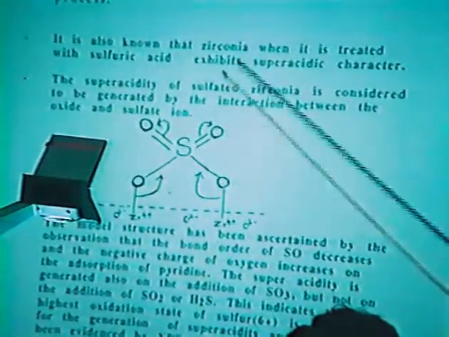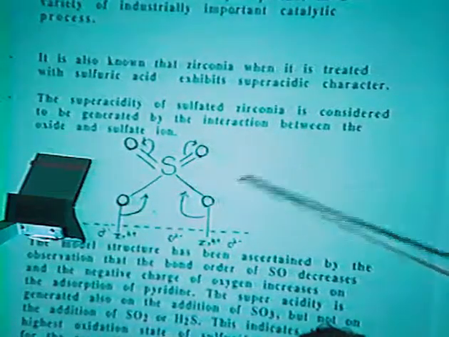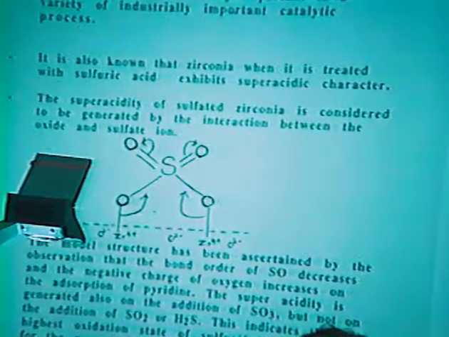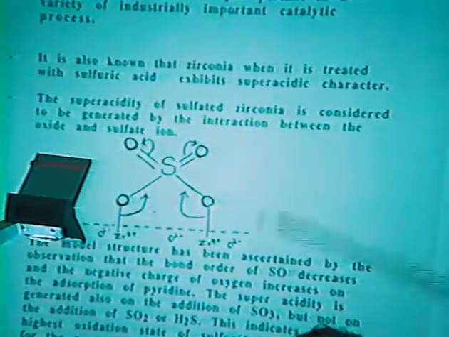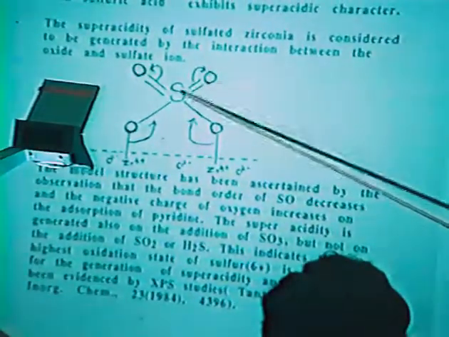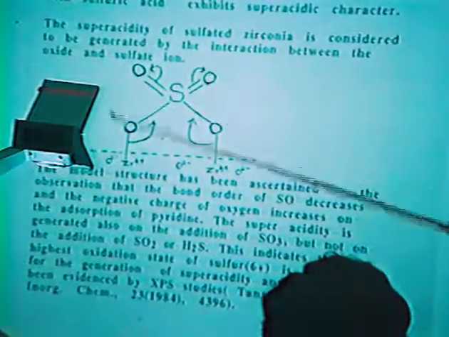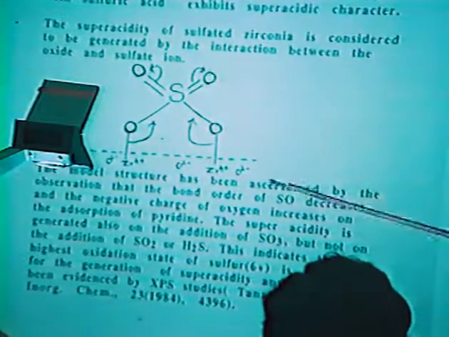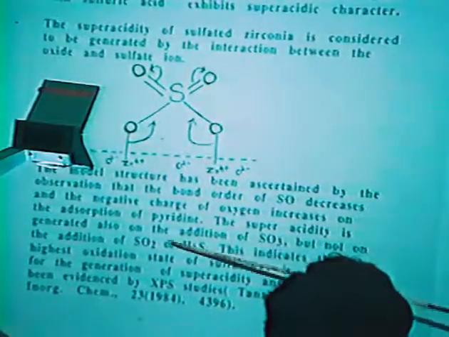Finally, the superacidity of sulfated zirconia is considered to be generated by the interaction between the oxide and the sulfate ion on the surface of zirconia. This model structure has been ascertained by IR studies, by the decrease in the bond between the S=O double bond. This kind of structure is only obtained when the zirconium oxide is treated with SO3, but not when it is treated with SO2 or H2S.